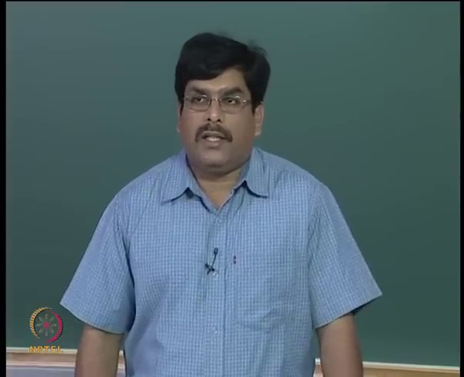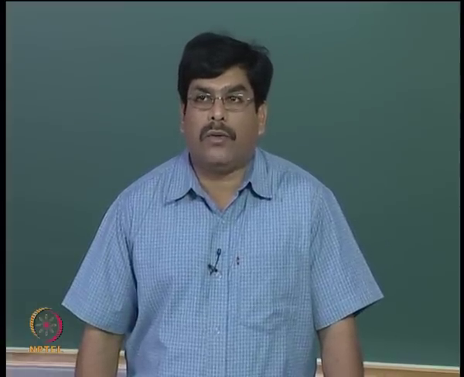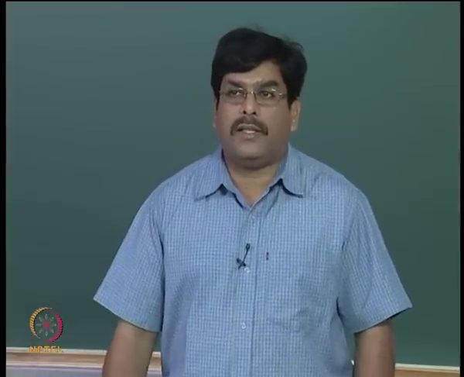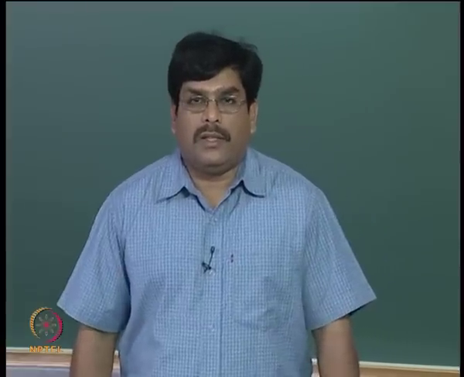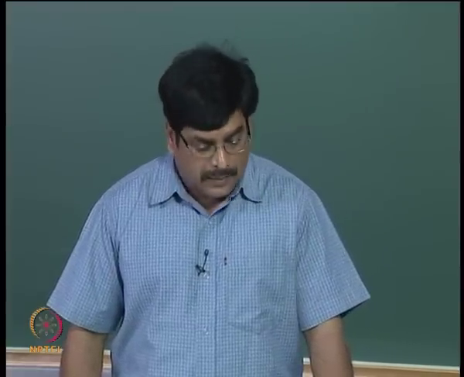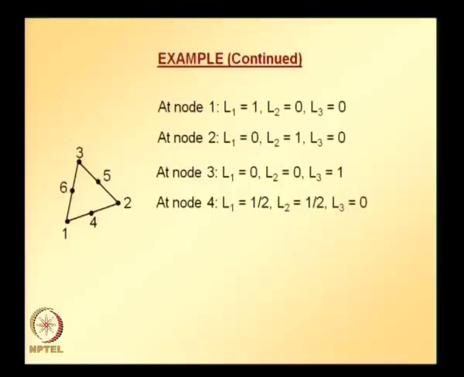and in that case the area opposite to node 1 is going to be half, and the area opposite to node 2 is going to be half the area of the total triangle. So, L1 is going to be half, L2 is going to be half, and L3, the area opposite to node 3, is going to be 0. So, that is how L1 is half, L2 is half, L3 is 0 for node 4.